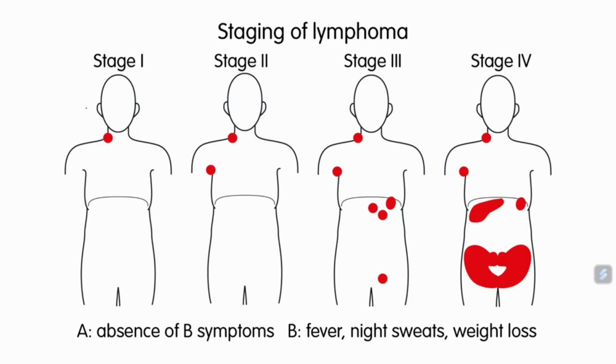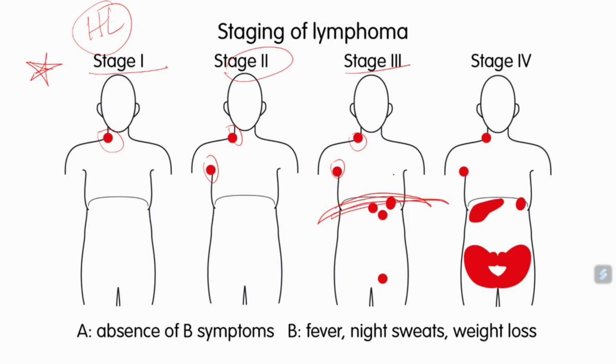Now let us see the staging. This is very, very important. In Hodgkin's lymphoma, we have 4 stages. The first stage of Hodgkin's lymphoma is involvement of a single node. In stage 2, 2 nodes are involved, and in stage 3, more than 2 nodes are involved, but this involvement is seen on both sides of the diaphragm. So if you see, this is the diaphragm. On both sides of the diaphragm, nodal involvement is seen, and that is called stage 3.